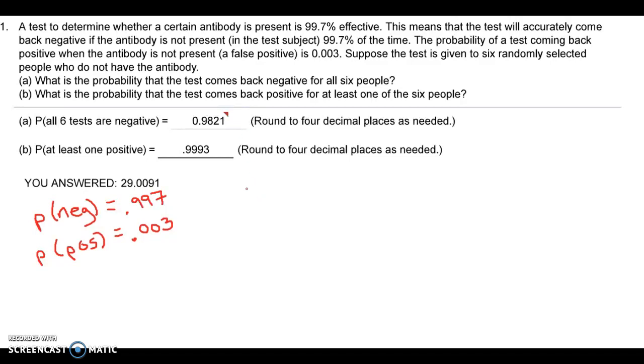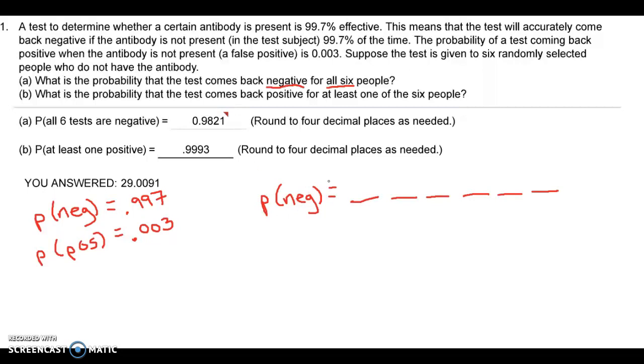So the first part's asking, what is the probability that the test comes back negative for all 6 people? So the probability of negative, and we want all 6 people. So the first person, the second, the third, the fourth, the fifth, the sixth. This is the multiplication rule for independent events.